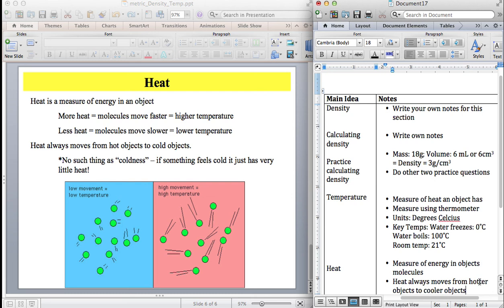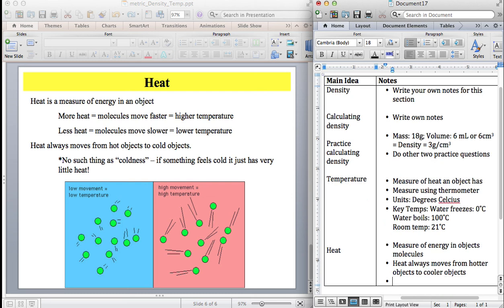A cool thing that results from this is that there's no such scientific thing as coldness. We can't measure coldness in an object. When we use the word cold, we just mean something has very little heat. So there's no scientific principle of coldness. Coldness is just an absence of heat.